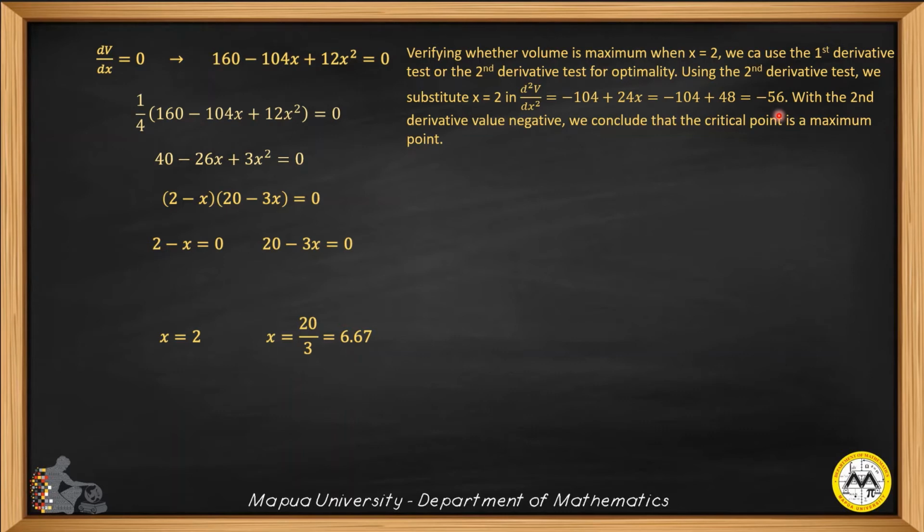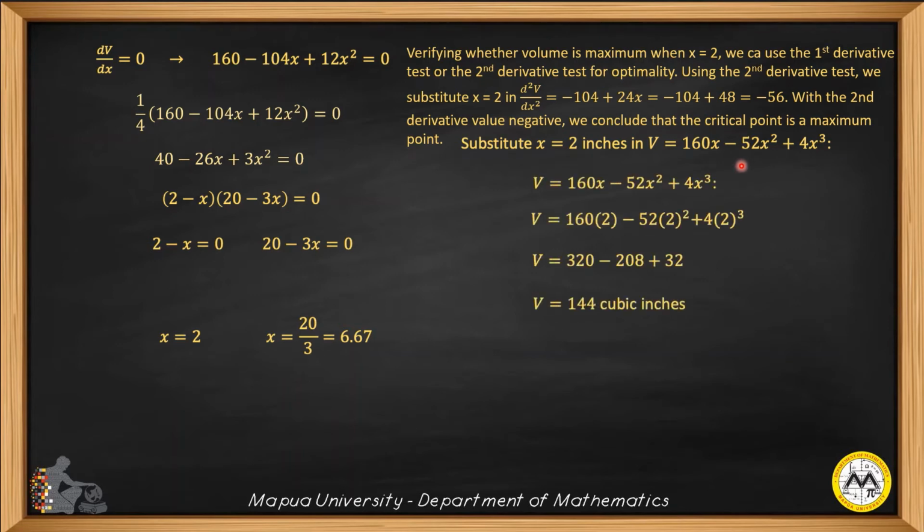So which of these values will maximize V? It is the value that renders the second derivative negative. Hence, we claim that volume is maximum at x equal to 2, and that maximum volume is determined by simply substituting 2 in place of x in this expression here, to give us V equal to 144 cubic inches. So this value of V is the maximum volume realized at x equal to 2.